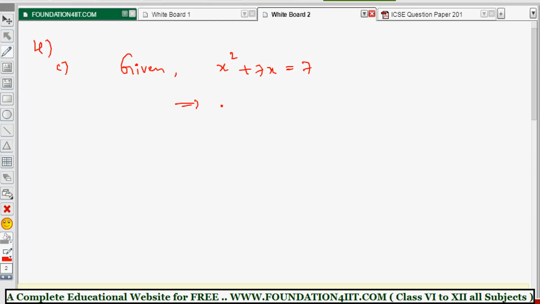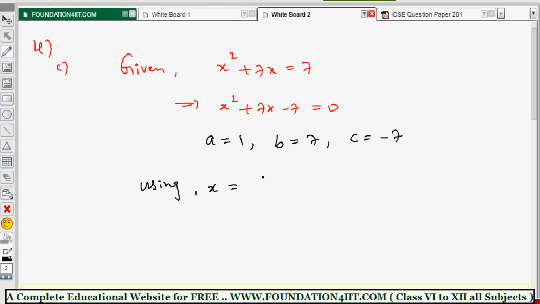Then you can write x square plus 7x minus 7 is equal to 0. So here if you observe, a is equal to 1 because x square coefficient is a, and b is equal to 7, c is equal to minus 7. Okay, x square plus bx plus c is equal to 0 format. Then using the quadratic equation solving formula, the roots, x is equal to minus b plus or minus under root b square minus 4ac divided by 2a.